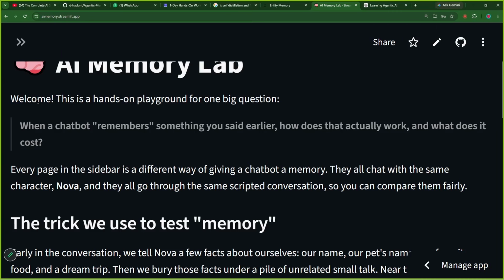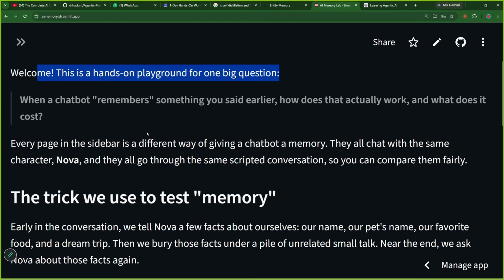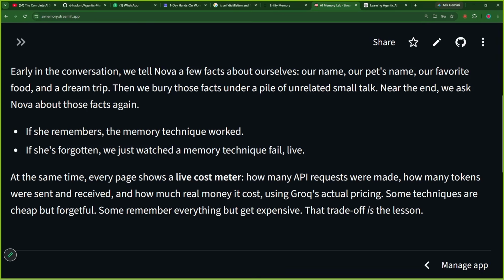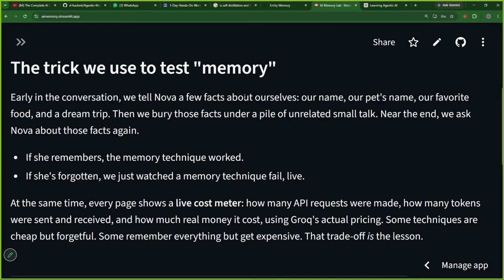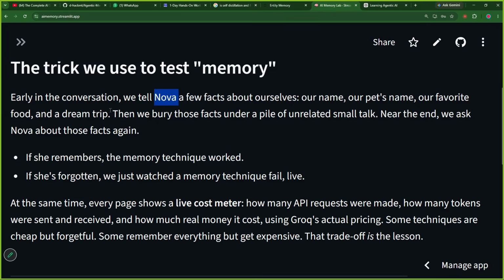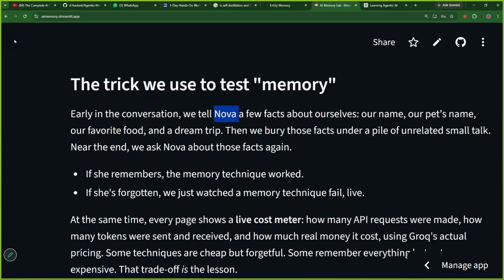This is a hands-on playground for one big question: when a chatbot remembers something you said earlier, how does it actually work under the hood? Here we will use a trick to test memory. We have two people in the picture. One is a user, which is us, and one is our AI agent Noah. Noah is the AI agent which we have programmed, and we will interact with it in this video.